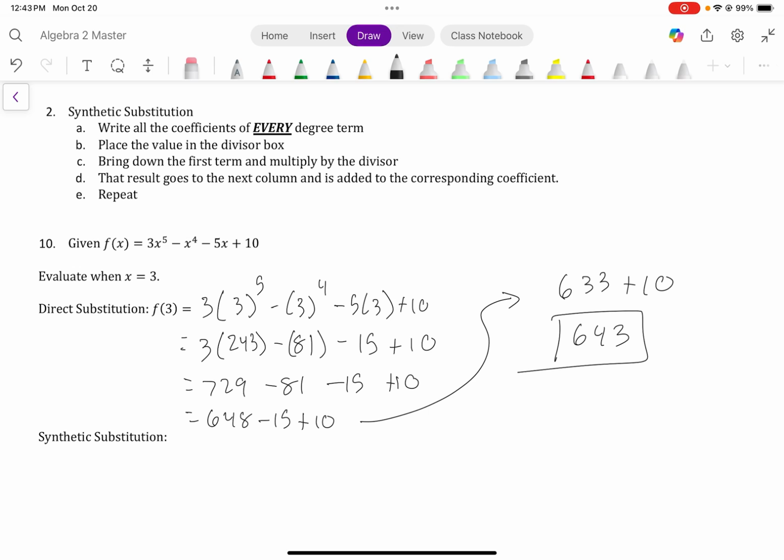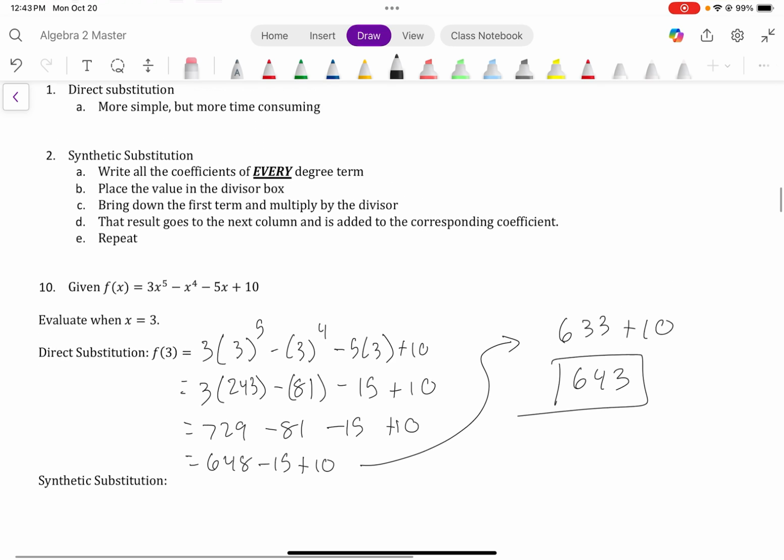That was just plugging in the number 3. That got real annoying real fast, and the number I plugged in wasn't very large. If I had to plug in a number like 7, which is still not a big number, this is going to be just ugly. So the synthetic substitution makes this process go faster, but we have to remember a few different things. So first, write all the coefficients of every degree term.